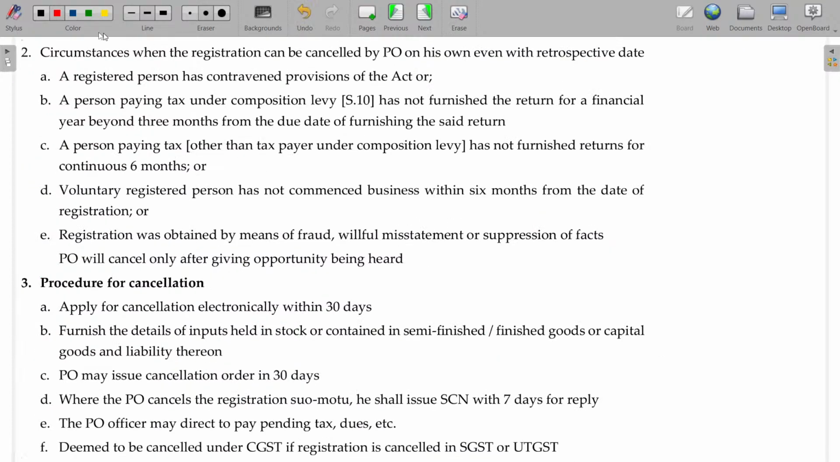The second point is all about cases that are not genuine. Registration can be cancelled by the proper officer only. That too, cancellation can be done with a retrospective date also. Usually, cancellation of registration is prospective in nature, but in this case, a retrospective date is also possible. When you are violating the act, contravening the provisions of the act, or you are paying tax under the composition levy but have failed to furnish the return for the financial year. If you are paying the composition levy under section 10, you need to file the return periodically.